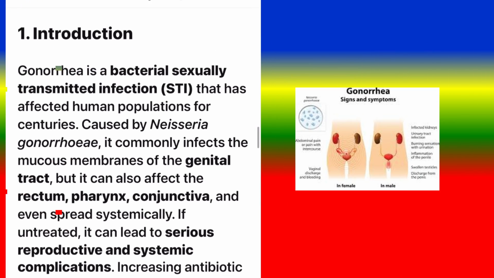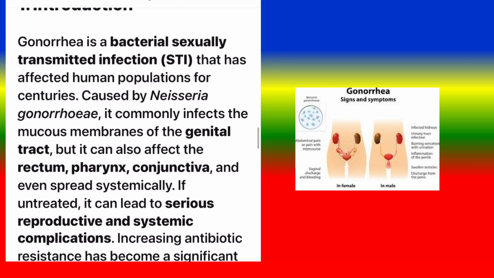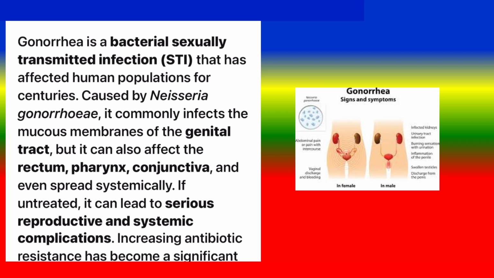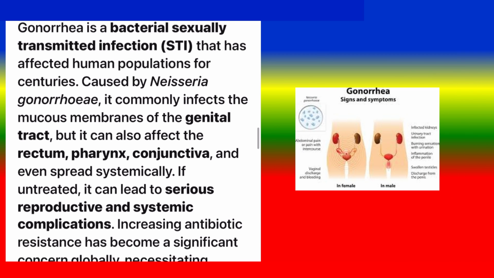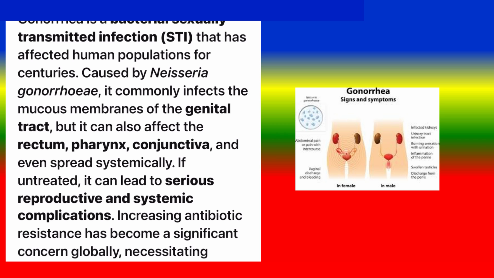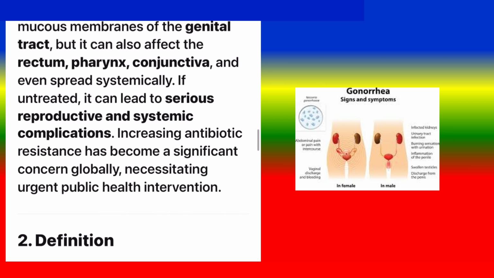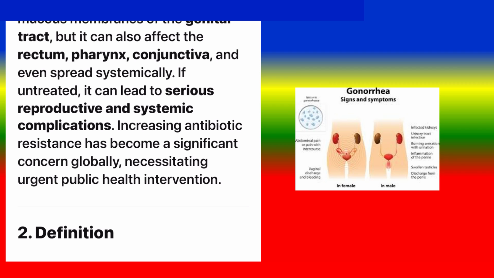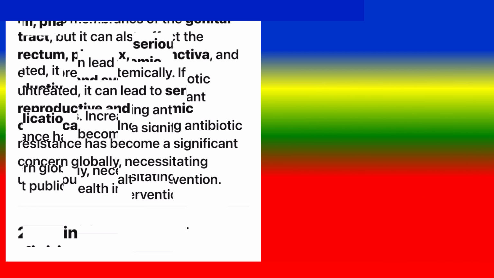1. Introduction. Gonorrhea is a bacterial sexually transmitted infection that has affected human populations for centuries. Caused by Neisseria gonorrhoeae, it commonly infects the mucous membranes of the genital tract, but it can also affect the rectum, pharynx, conjunctiva, and even spread systemically. If untreated, it can lead to serious reproductive and systemic complications. Increasing antibiotic resistance has become a significant concern globally, necessitating urgent public health intervention.